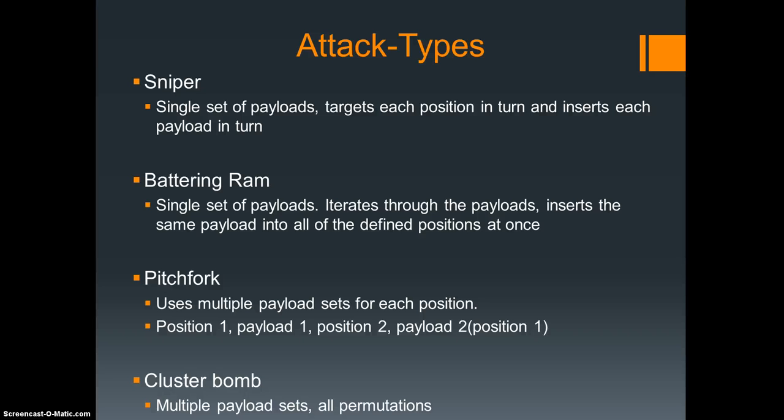For the pitchfork, this uses multiple payload sets, one for each position. The best way to think about this one is if I have position 1 and position 2, when I run an attack, position 1 gets payload 1 from payload set 1, and then position 2 gets payload 1 from payload set 2. And then finally a cluster bomb, which is what I'm going to use today in this demo. This uses multiple payload sets for all positions, so you're basically going to get every permutation of positions and payload sets that you have configured.